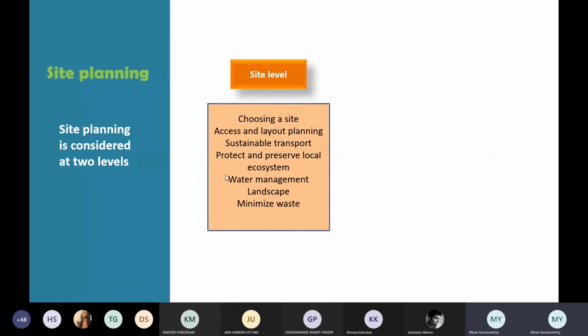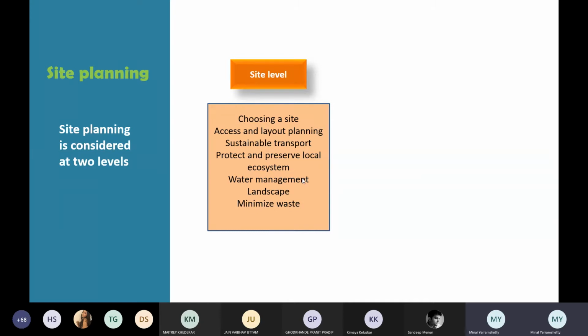Okay, choose a site which is easily accessible: urban, brownfield, greyfield, whatever you call it, right? That will help you in establishing where the site would be. Access and layout planning: how is the site accessible? Is transport possible there? Sustainable transport from the site and to the site.